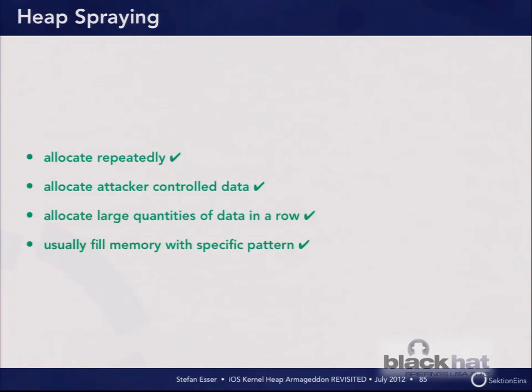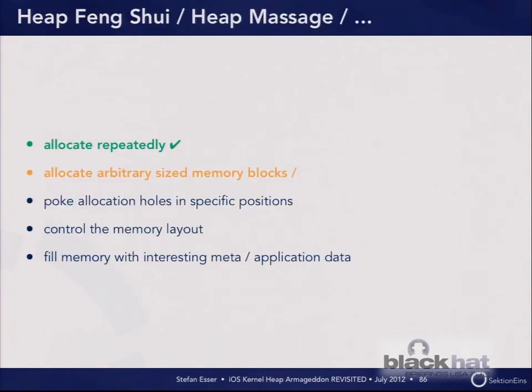So heap feng shui is a little bit more complicated. Again, we want to allocate repeatedly, but we already know that's easy, and we don't need to find a new solution because we have the solution. We can also allocate arbitrary sized memory blocks because we can allocate strings and data and make them short and long. But it's only orange here because if I overwrite a string, it's most probably not interesting for me. I want to have arbitrary sized blocks that contain useful information when I overwrite it.